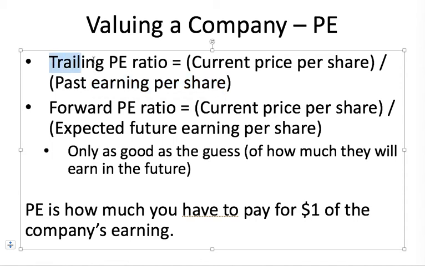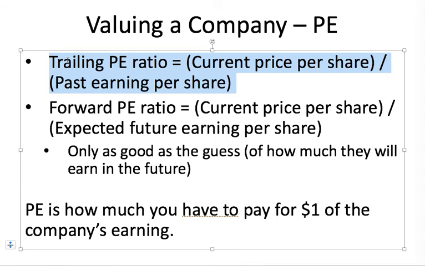You can have either a trailing PE ratio, trailing means looking backwards, or you can have a forward PE ratio. Forward is obviously looking forward. So if you take its current price per share divided by its earnings over the last 12 months per share, then that creates a trailing PE ratio because you're looking at the past 12 months of earnings. If you take the current price and then divide it by how much earnings you expect that company to make in the next 12 months, so you're looking into the future, then that would be considered a forward PE ratio.